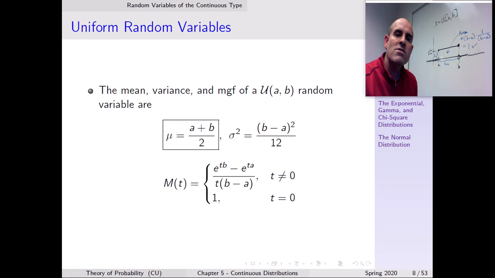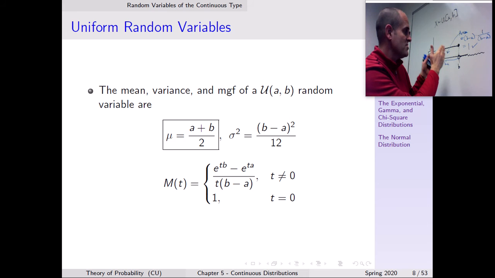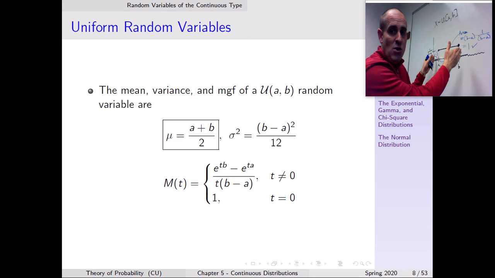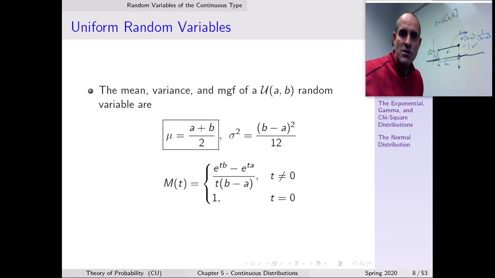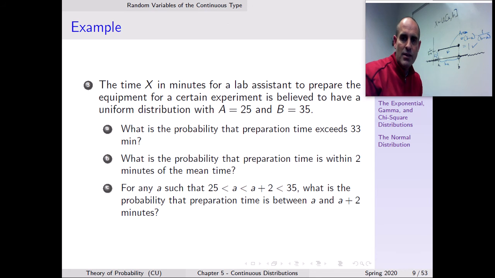But the whole point here is that in the uniform case, somebody hands me an interval that happens to live inside of A to B, then the probability of being in that interval is basically just the proportion of that interval over the whole interval itself. And we'll see that here in practice in just a second.